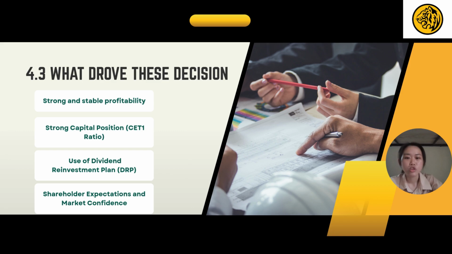Thirdly is Maybank's use of DRP. DRP offered shareholders shares instead of cash dividends. It helped preserve cash, supported lending and operations, and strengthened equity. And the last one is shareholder expectation and market confidence. Maybank's stable dividends matched investor expectations and avoided negative signals. A dividend yield of 7% in 2021 and 6.7% in 2022 kept Maybank attractive to investors.